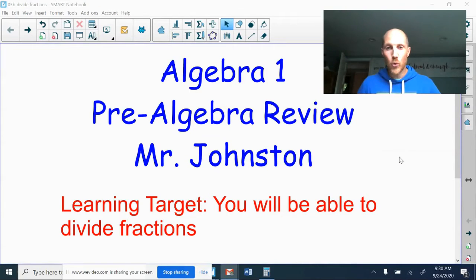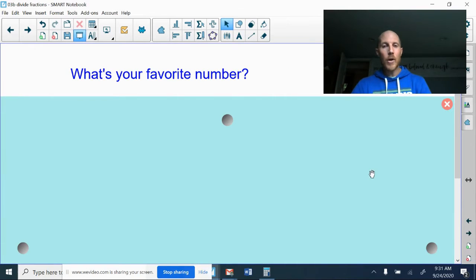Hey, algebra. So one more stop along our journey of pre-algebra review is with fractions. We're going to look at dividing, right? So we've seen multiplying. We look at dividing fractions. All right.